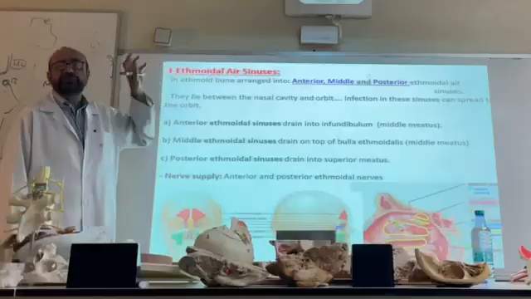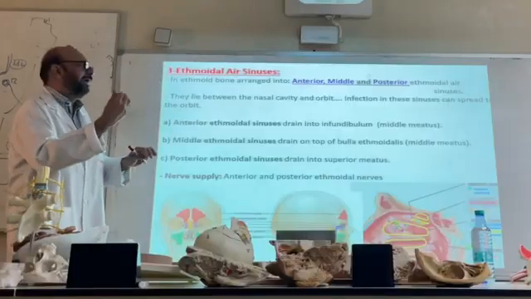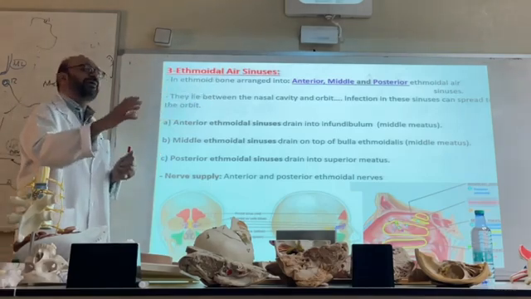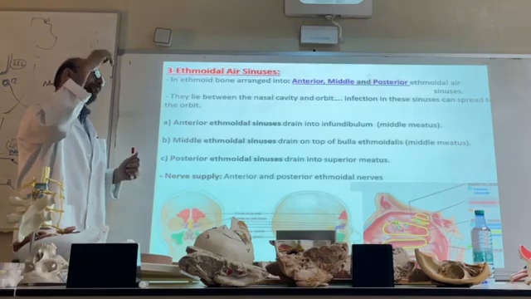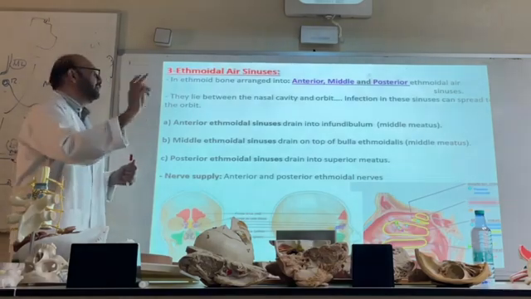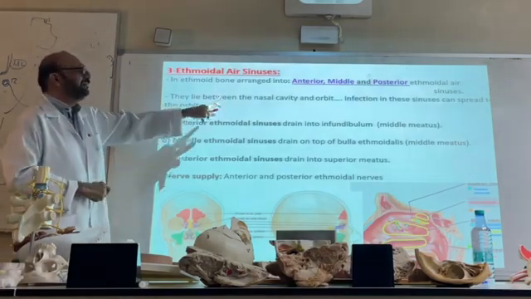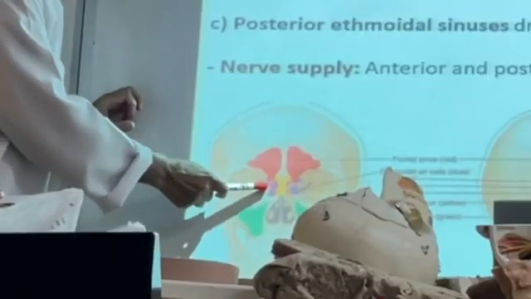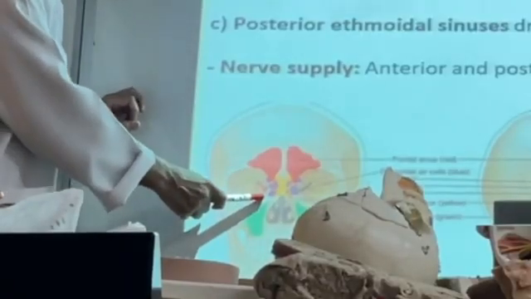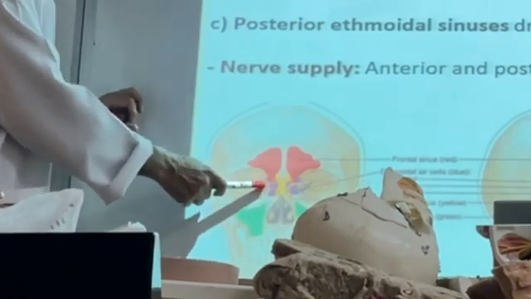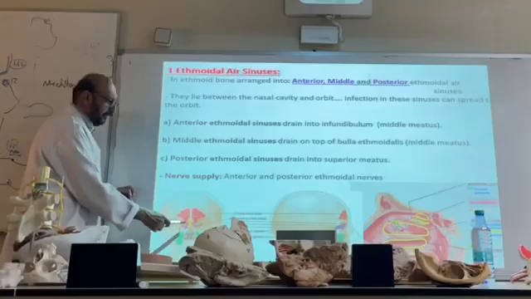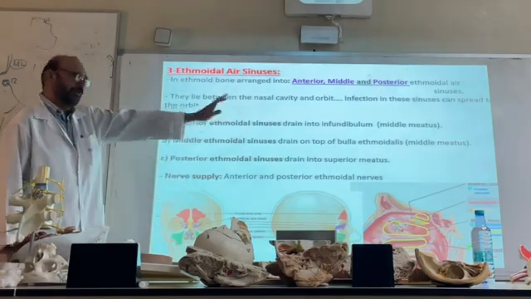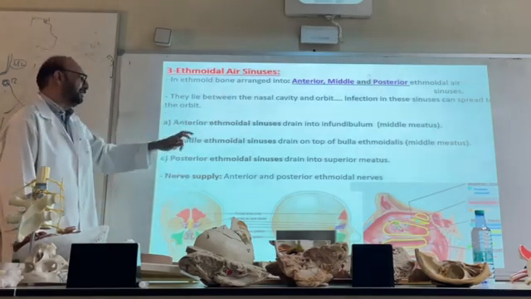Ethmoidal air sinus, I told you, they are three in number: anterior, middle, and posterior. Some books say anterior ethmoidal air cells. Still okay. If you remember them like sinuses, still no problem. They lie between the nasal cavity and the orbit. See their location, the blue area. Here is the orbit, the socket for the eye, and the blue area is the ethmoidal air sinus. The anterior ethmoidal sinus drains into the infundibulum. You know the drainage now. I have done it with you many times.